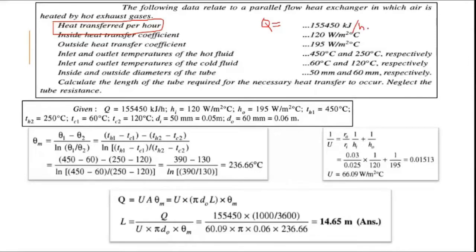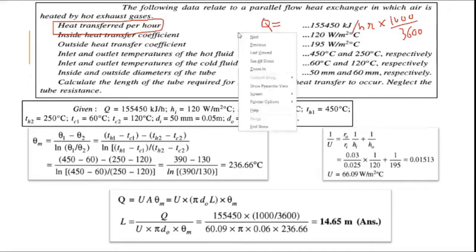And what is the SI unit for heat? Kilojoules per second? Not kilojoules per second, it will be joules per second. So wherever you will be using the Q term, you need to convert this to joules per second. You need to multiply this by 1000 to convert kilojoules to joules, and divide by 3600 to convert hours to seconds. Is that part clear to all? Yes, sir.